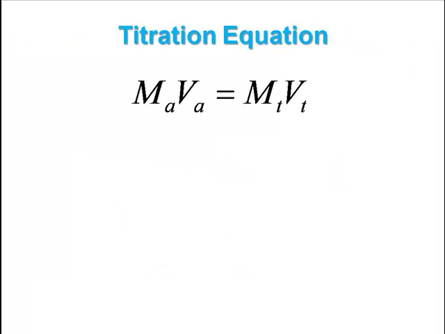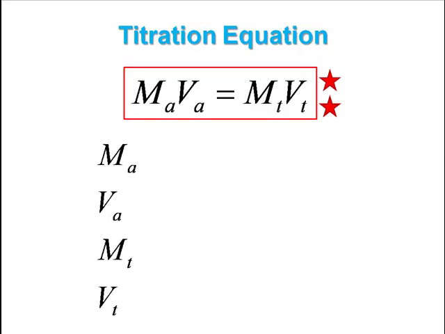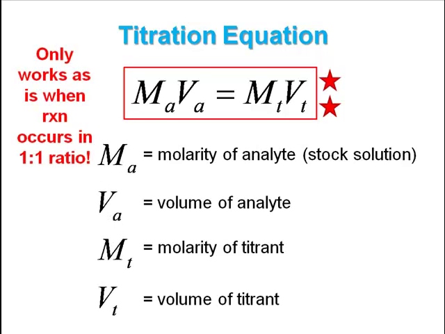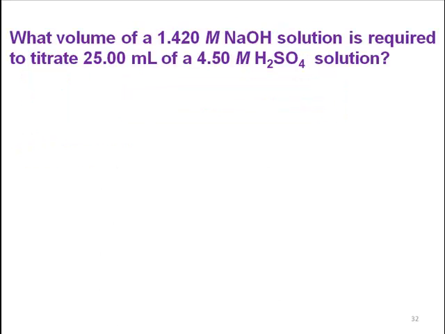The titration equation looks exactly like the dilution equation. M1V1 equals M2V2, or MAVA equals MTVT if you like letters. So MA is the analyte, MT is the titrant. This only works when it's a 1-to-1 ratio. If it's not a 1-to-1 ratio, you can still use it, but you have to use some ratios in it. You would have to use ratios of the M's. So you have to have molarity ratios built into it.